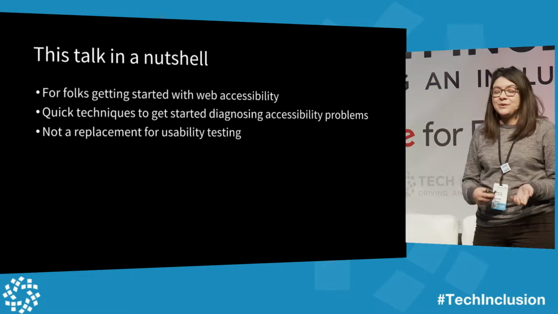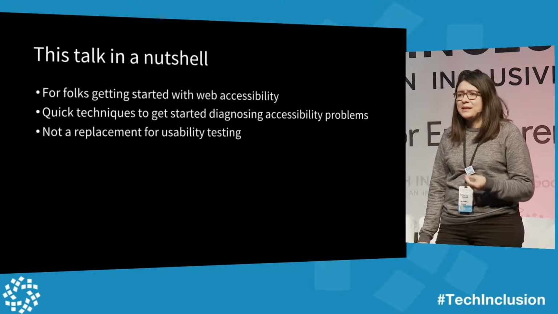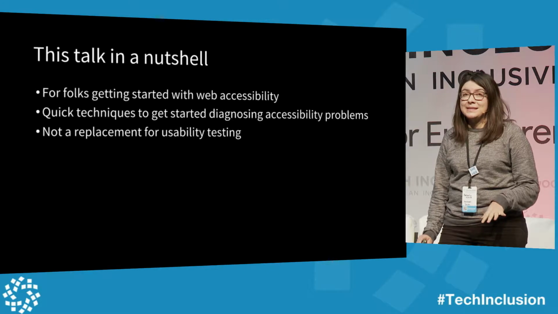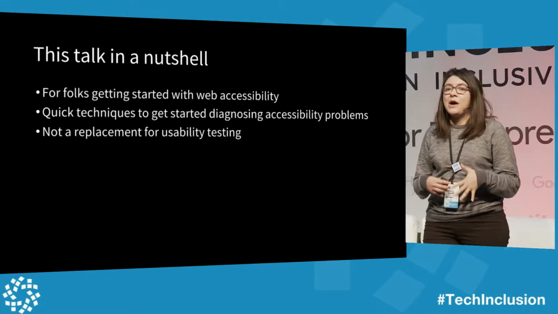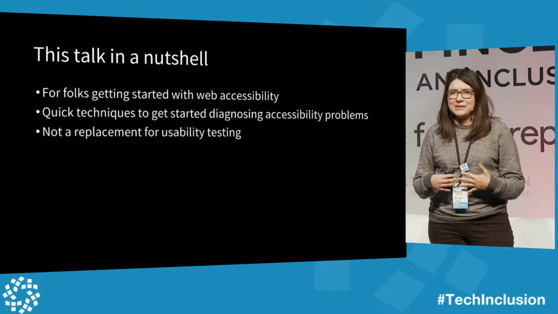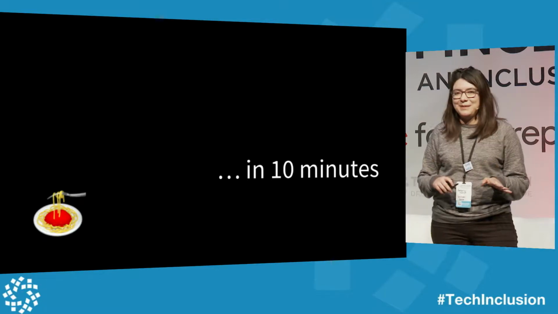In a nutshell, it's going to talk about some common accessibility problems that you can debug using some very simple tools. This is not a replacement for usability testing. If you want to see how your website will work for people with disabilities, the best way to do that is to actually bring someone in to talk about that. But before you do that, it's always good to do a quick diagnostic to make sure that you're using your time effectively. So this talk is a shorter version of my 30-minute version of this talk.